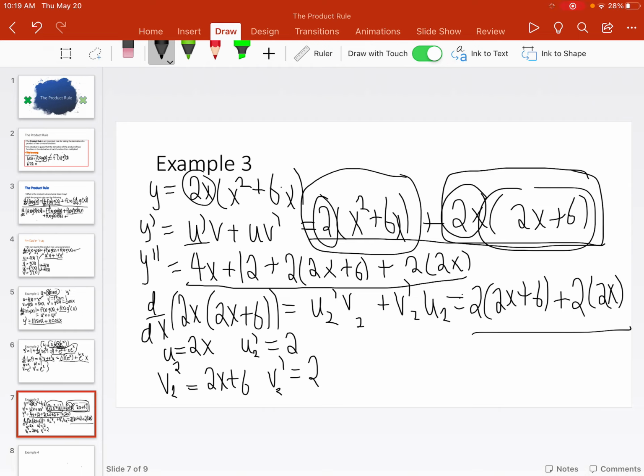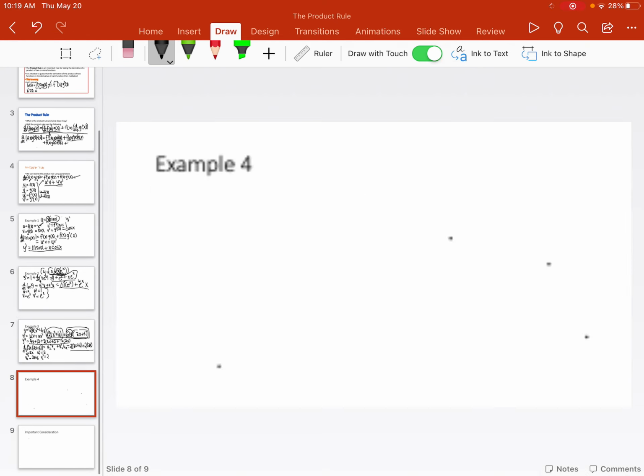So, what now? Let's move on to another example. Our last example, I suppose. This example says y is equal to 3x times e to the x times cosine x.